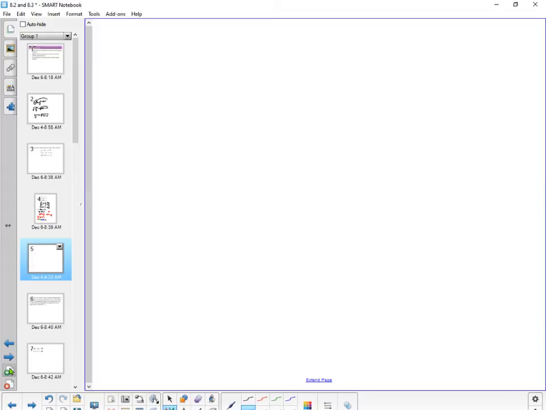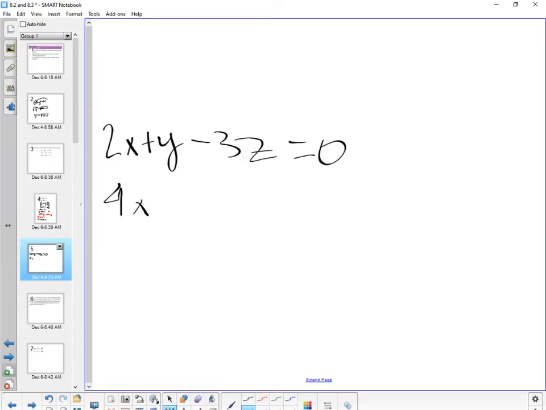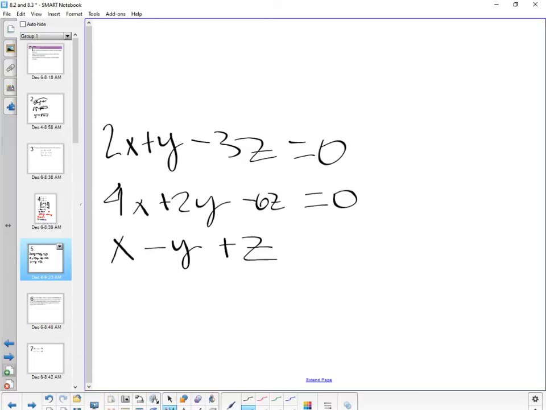Oh my gosh, this thing's tall. 2x plus y minus 3z equals 0. 4x plus 2y minus 6z equals 0. x minus y plus z equals 0.